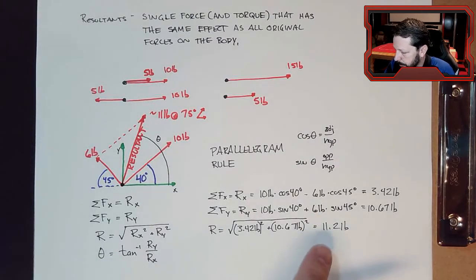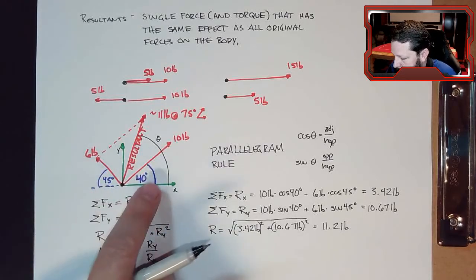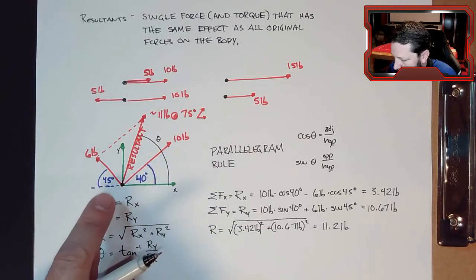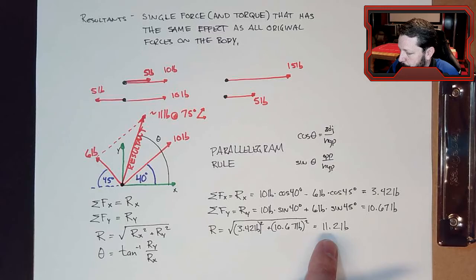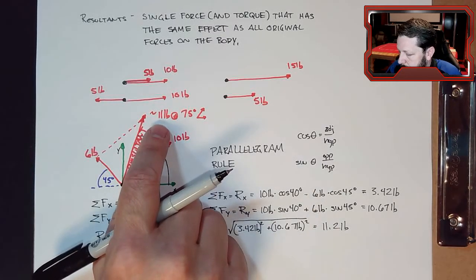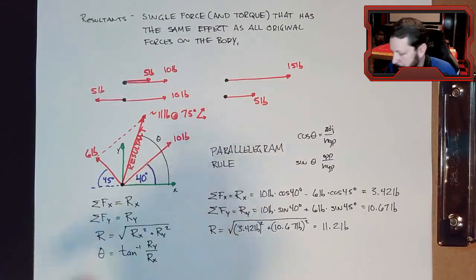And so that confirms, at least well enough for me, that I drew this relatively accurately. I didn't measure things, but I predicted 11 pounds and I got 11.2. I'm actually surprised it's that close, but if it had been anywhere from 9 to 12 or 13 pounds, I would have still felt good that, yeah, that's probably right.